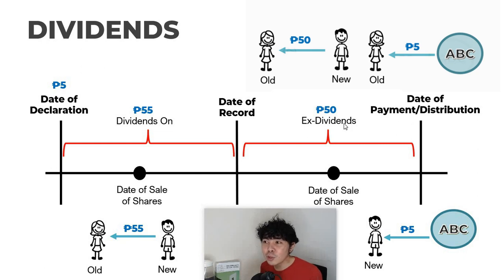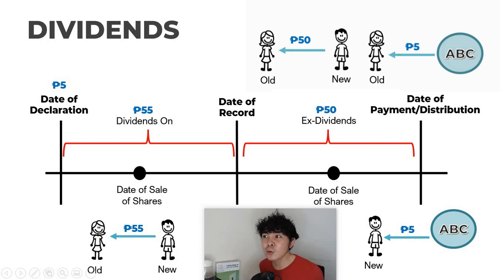Kasi kung dito binenta ng old shareholder yung shares of stocks, ibig sabihin as of date of record, yung pangalan ng old shareholder is still included in the list of shareholders that will receive the dividend as of date of payment or date of distribution. Kaya, kapag binenta yung shares as of date of record or date of payment, kahit hindi na si old shareholder yung may-ari ng mga shares as of date of payment or date of distribution, siya pa rin ang makaka-receive ng dividendo na 5 pesos per share.